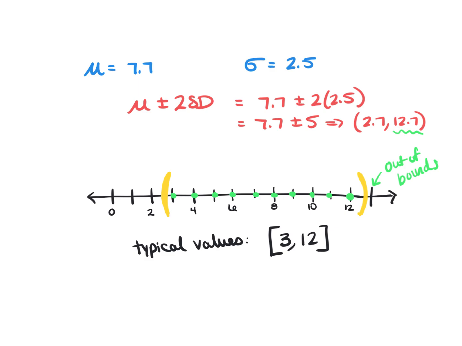And we always use square brackets because that means we are including 3 and 12 in our answer. This is interval notation. So the typical values again would be from 3 to 12. So when we have a group of 45 randomly selected people, it would be typical or usual to have somewhere from 3 to 12 of them be afraid of needles. Anything less than 3 or greater than 12 would be considered unusual.